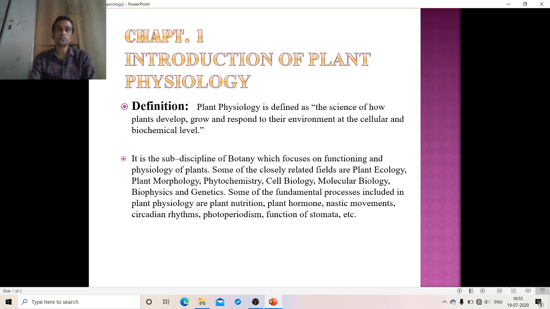And why do these physiological processes occur in the plant? Because the plant is growing in a different environment. Then the plant gives a response to the external environment at the cellular and biochemical level. Simply, the study of different physiological processes occurring in the plant at the cellular and biochemical level is generally called plant physiology.